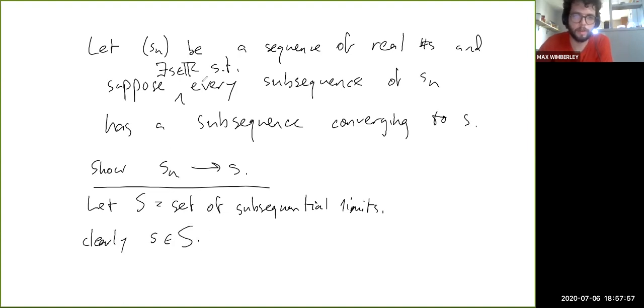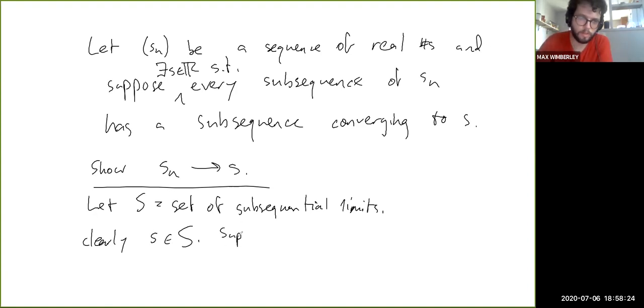That's just because if every subsequence has a subsequence converging to s, then clearly there are subsequences of the original sequence that converge to s. You can just take the entire sequence as a subsequence of itself, and then this hypothesis tells you there has to be a subsequence of that converging to s. So it's in the set of subsequential limits. Now let's show there's nothing else in the set of subsequential limits.